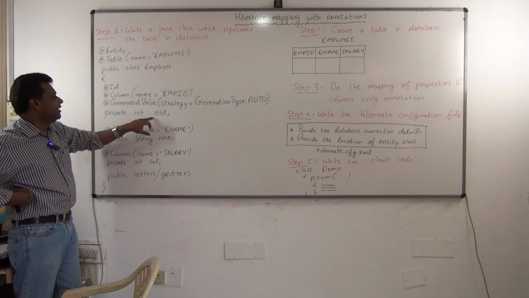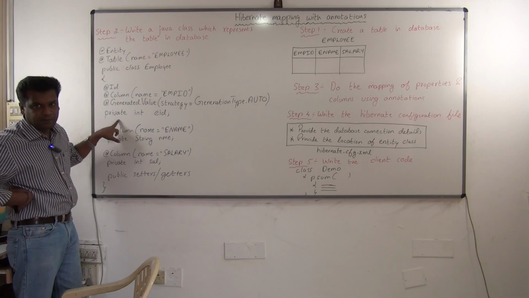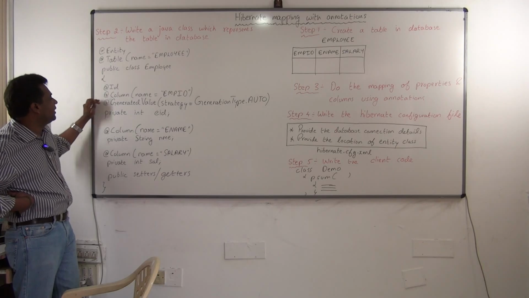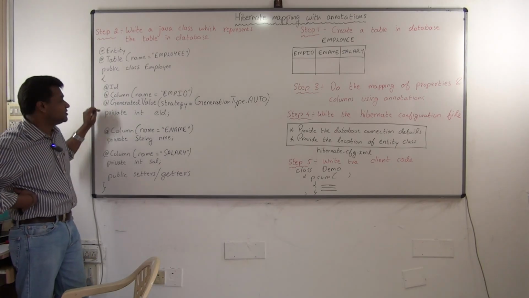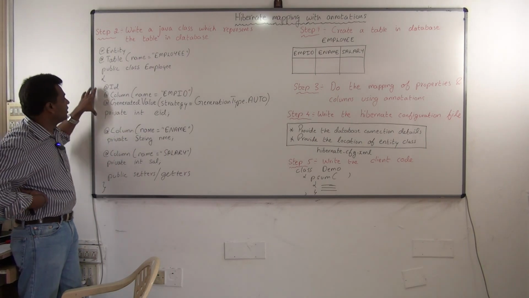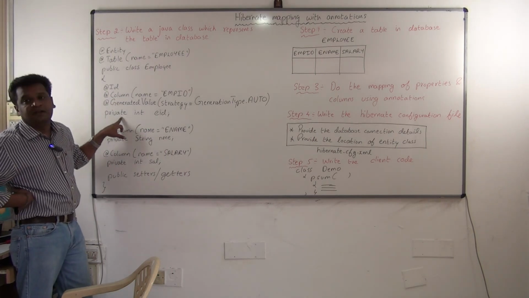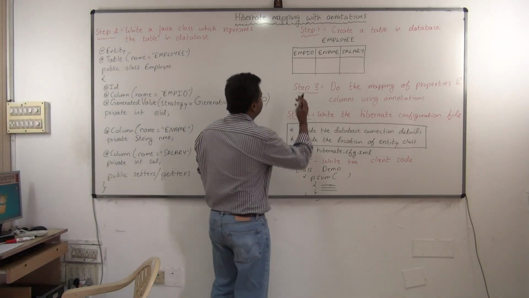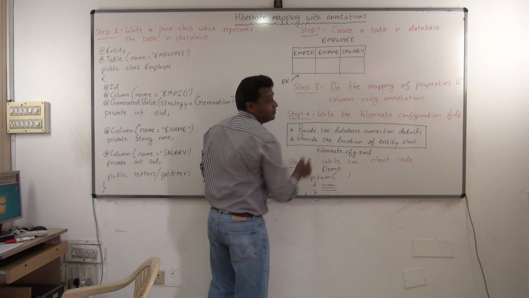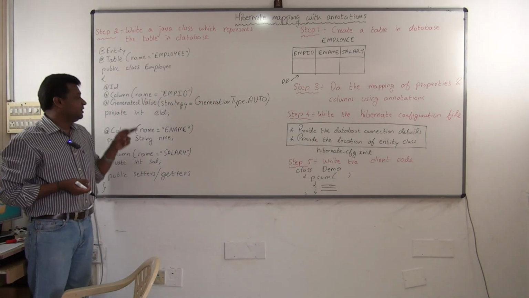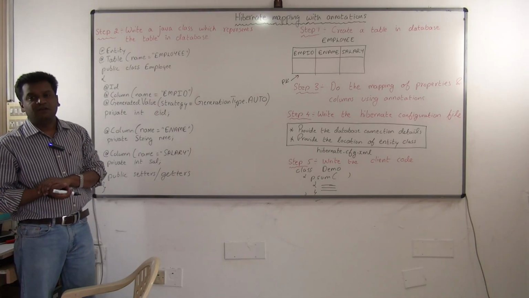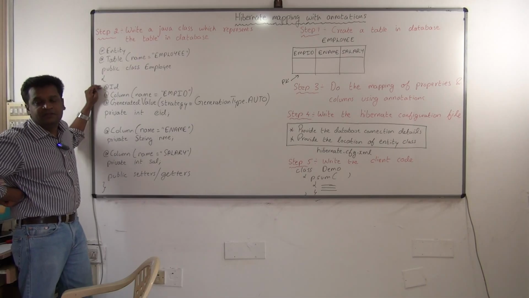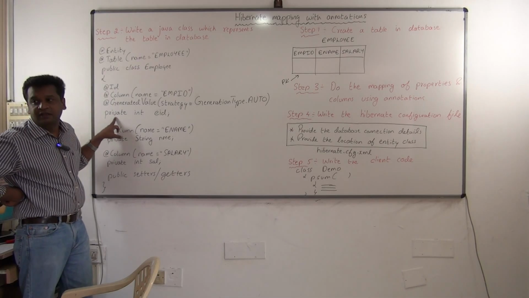Next, the other annotations. See this, private int EID. On top of this field or property, I am using 3 annotations: @Id, @Column, and @GeneratedValue. One by one we'll see them. This field or property will be mapped with the primary key column. Yes, the EMPID will be the primary key, so this property will be mapped with that primary key column. That's the reason I'll use @Id. So @Id is used for the property.